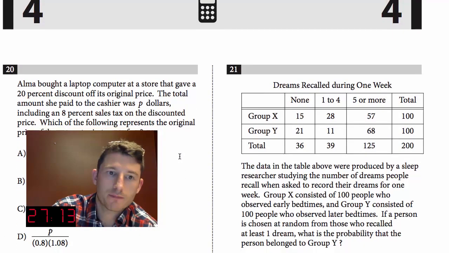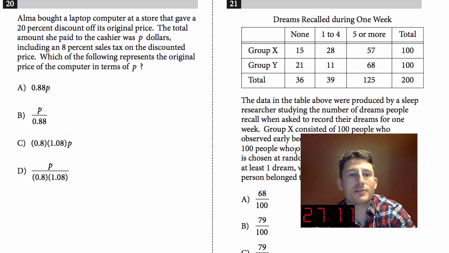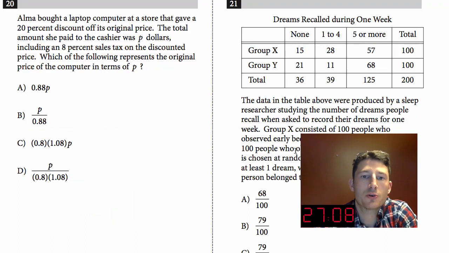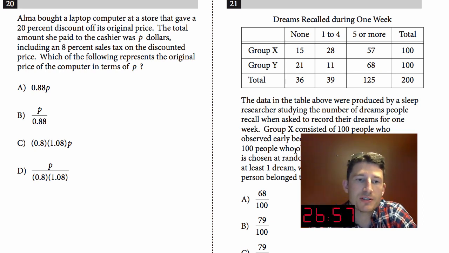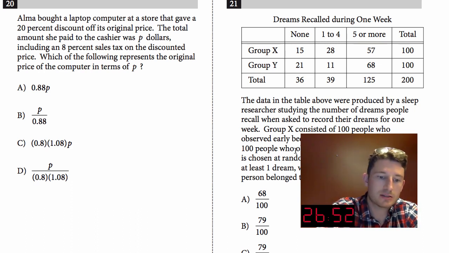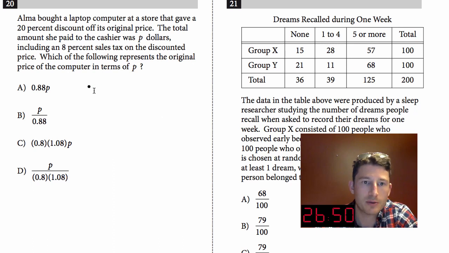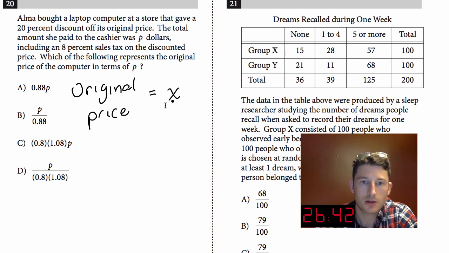And number 20, Alma. This one says Alma bought a laptop computer at a store that gave a 20% discount off its original price. The total amount she paid to the cashier was P dollars, including an 8% sales tax on the discounted price. Which of the following represents the original price of the computer in terms of P? I see something like this, and the first thing I say is I have no idea what the original price is. So what do we usually call it? Call it x, right? So the original price is x.